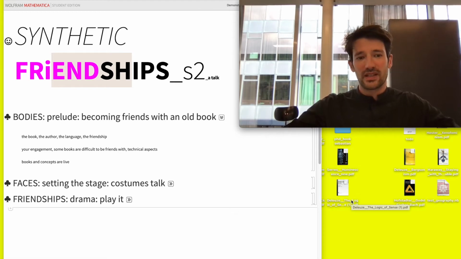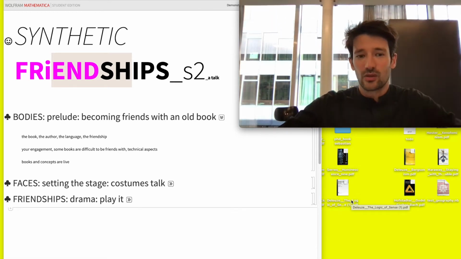And of course, it's always tricky because with some books, it's easy to be friends. If everyone knows them, it's kind of easy to talk about them. If you don't know them that well and nobody knows them, it's a little bit more tricky. So it's not always easy to be friends with the book. And with each book, it's a little bit different. But it's to become friends.